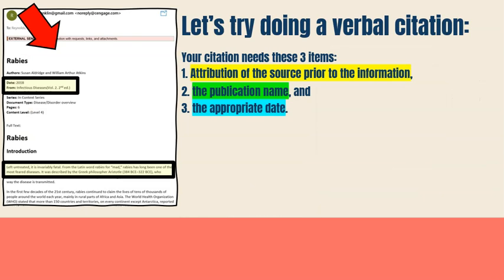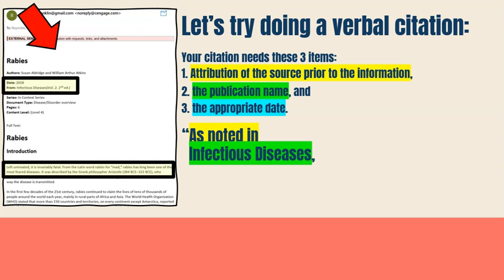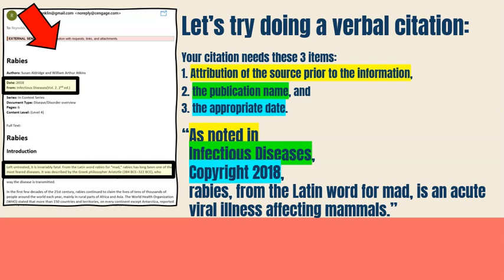Let's try doing a verbal source citation. Your citation needs three items: attribution of the source prior to the information, the publication name, and the appropriate date. As noted in Infectious Diseases, copyright 2018, rabies, from the Latin word for mad, is an acute viral illness affecting mammals. You'll see that we have the attribution of the source, as noted in, the publication name, Infectious Diseases, and the appropriate date, copyright 2018. After this information, we've provided a summary of what appeared in the article.